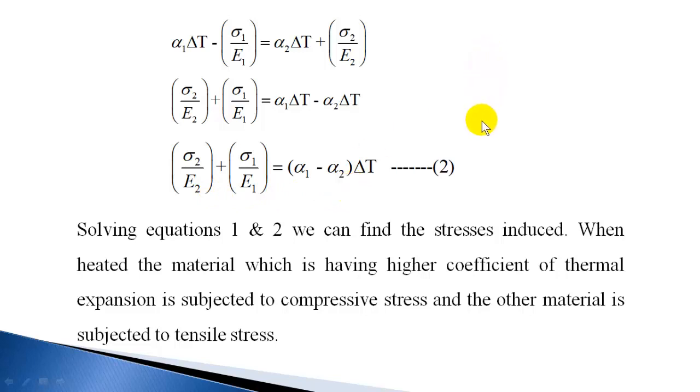Because we have one more relation, sigma 1 is equal to A2 by A1 into sigma 2. So there you get a relationship, provided you know the areas of cross section of both the materials, you will get a relationship between sigma 1 and sigma 2, and here you have another relation between sigma 1 and sigma 2. So two equations, and you have two unknowns, that is two unknown stresses. You can solve stresses induced in both the bars, and also you can find out the forces induced in them. Once you get the stresses, you can find out the forces induced in the bars. So stresses will be induced in the composite bar due to this temperature change.